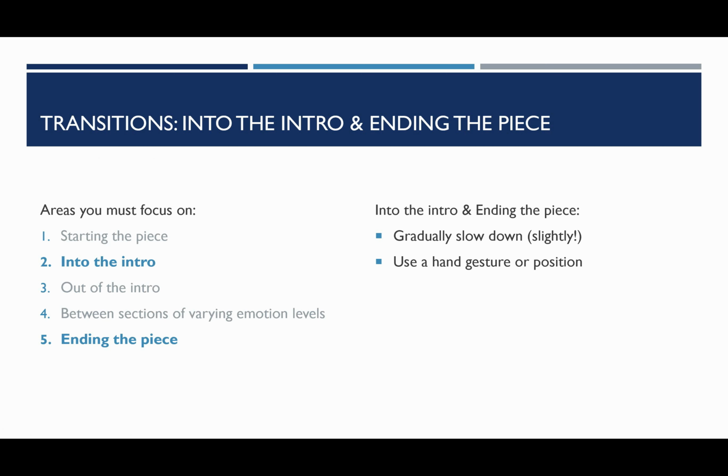This is a trick I like. Use a hand gesture or position. Don't force it, so make sure it's natural and would make sense for what the character would actually do. So that when you actually morph out of that character and go to your intro or end the piece, there's a larger contrast in physicality, and it makes it more clear to the judges and the audience that you're going into a different section. This is just simply an issue of clarity, right?